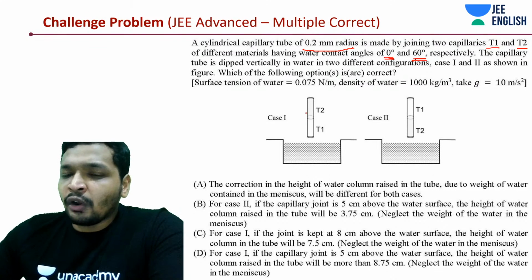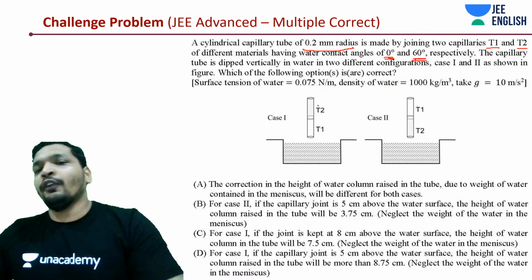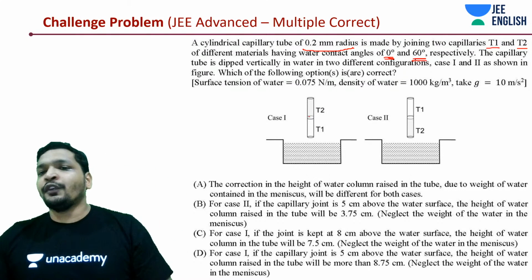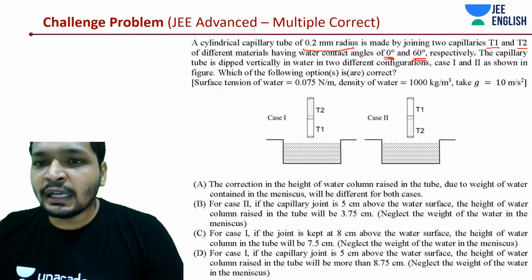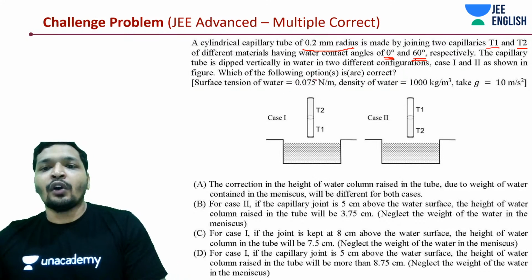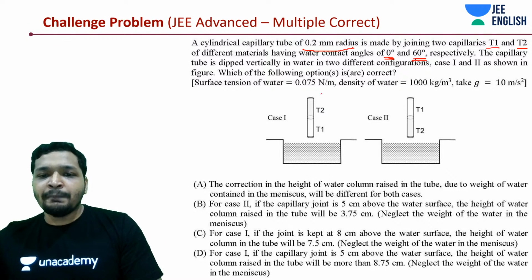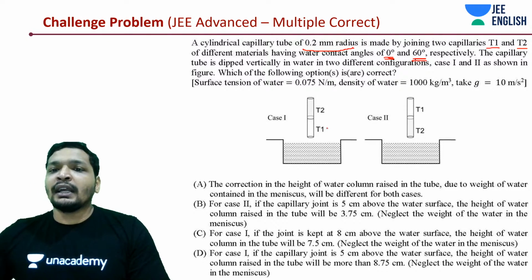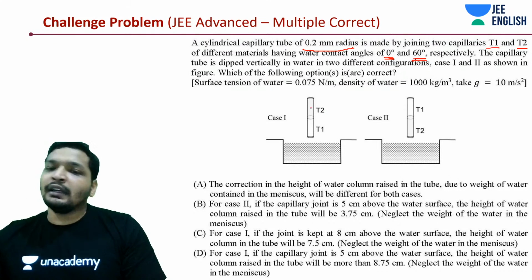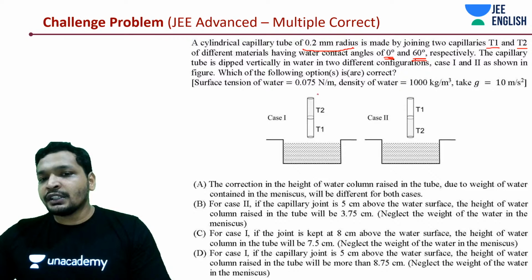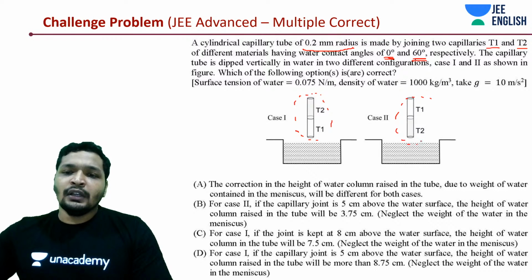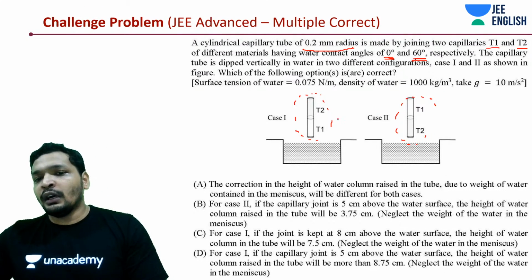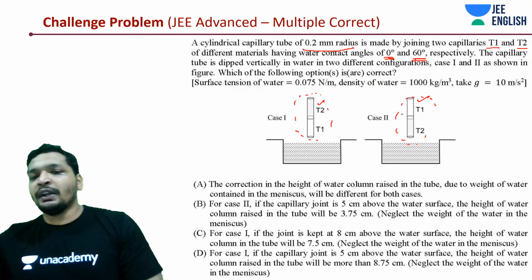So the overall component of the tension forces is going to be different. For one of them, it's going to be all the tension force. For the other one, it's going to be cos 60 degrees of the tension force. But anyway, let's quickly get into the question. The capillary tube is dipped vertically in water in two configurations. As you can see, there are two pipes, and one of the pipes can create a tension T1, since the contact angle is different, and T2 can create a different tension. In the case 1 configuration, if you carefully notice, T1 comes first, and in case 2, T2 comes first. That means T1 remains on top in case 1, and in case 2, T2 remains on top.